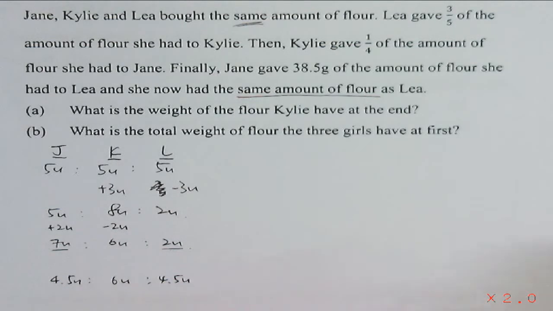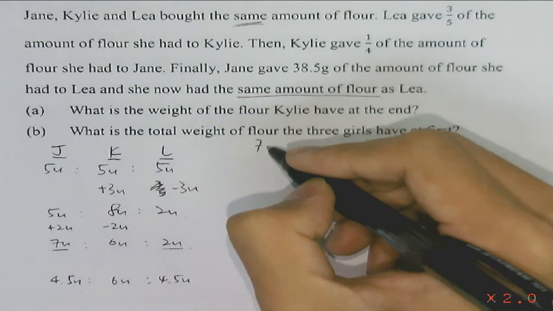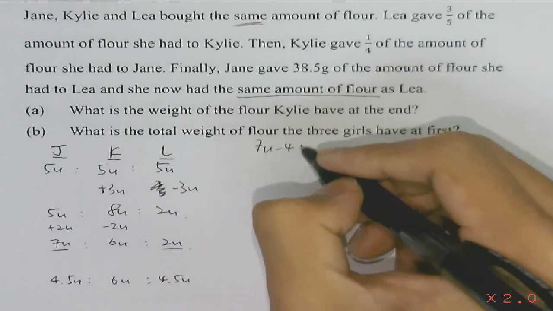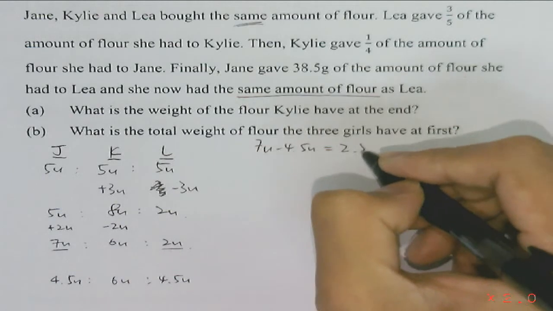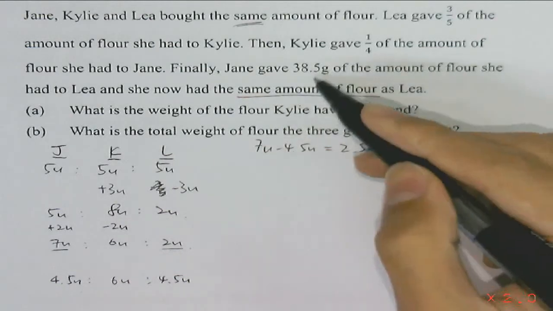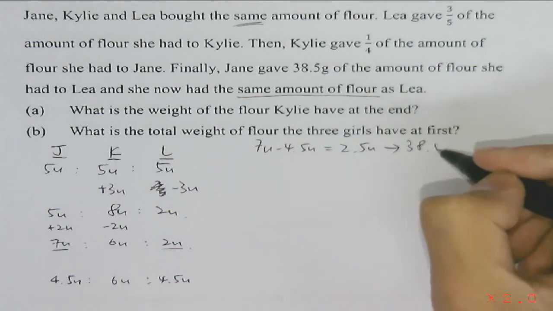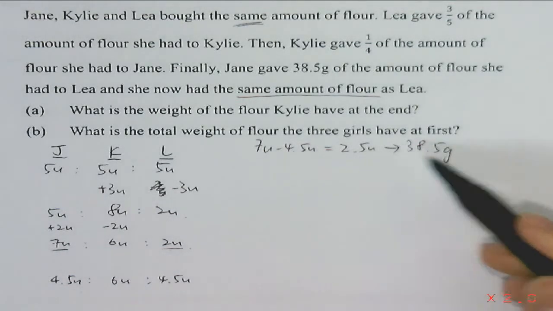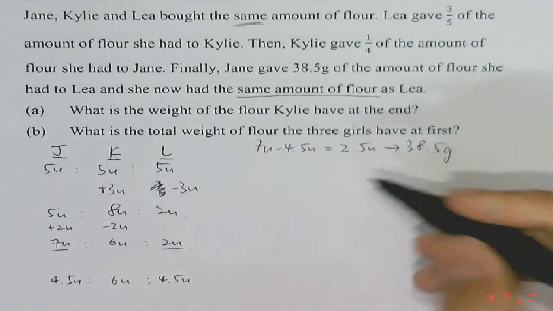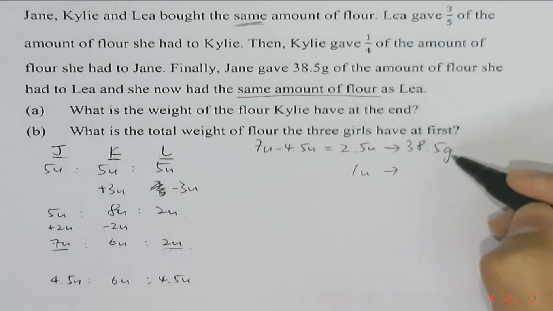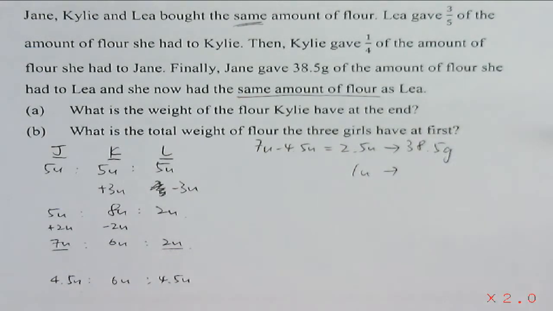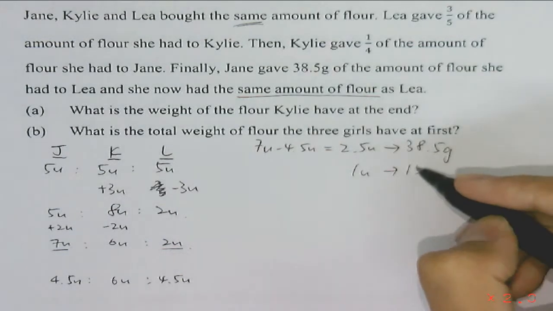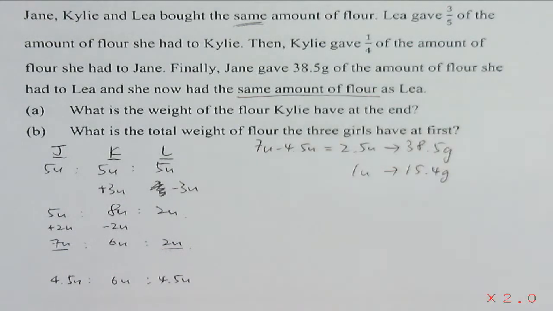So for Jane to go from 7 units to 4.5 units, she must have given away 2.5 units, which is also the 38.5 grams. Since 2.5 units is 38.5 grams, we can find 1 unit by dividing 38.5 by 2.5, and we will have 15.4 grams for 1 unit.